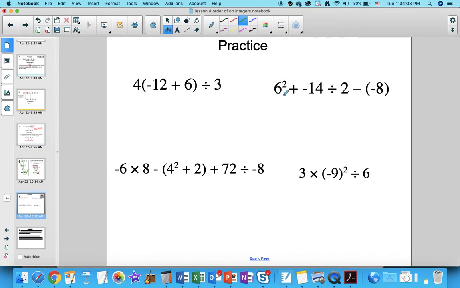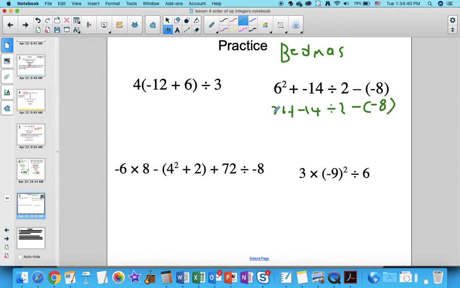All right, 6 squared plus negative 14 divided by 2 minus negative 8. That looks crazy hard, right? BEDMAS. B-E-D-M-A-S. Okay, brackets. Not really a bracket, it's one number, so whatever. Exponents. This is an exponent because it has that little 2 there. So 6 squared is 36. So I'm going to write 36 plus negative 14. See, I'm just going to write down the equation. Don't be lazy. Write down the equation.